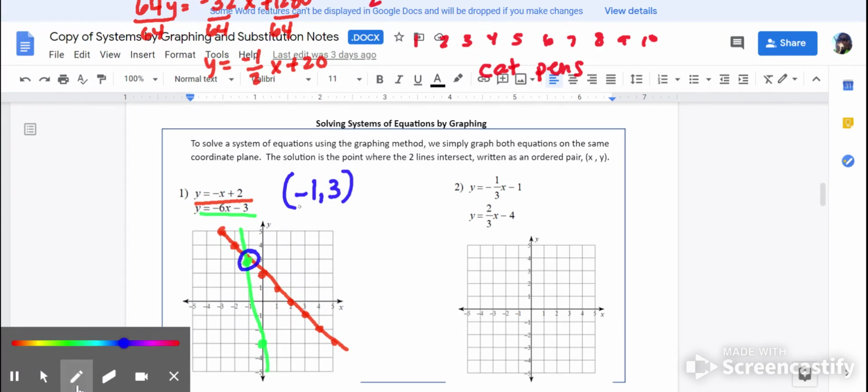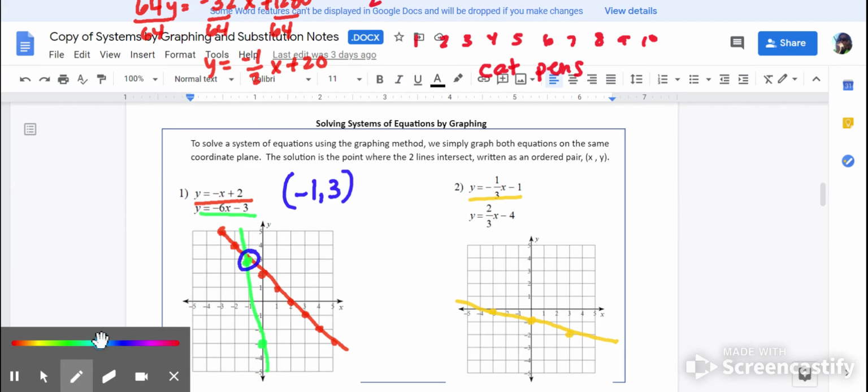As we look at the second example, I'm very happy both are already in y equals mx plus b form. So I'll graph this first equation. The y-intercept is negative 1, and then my slope is negative 1/3. So I'm going to go down 1 and to the right 3, or I can come back up and go up 1 and to the right 3. Create my line this way.